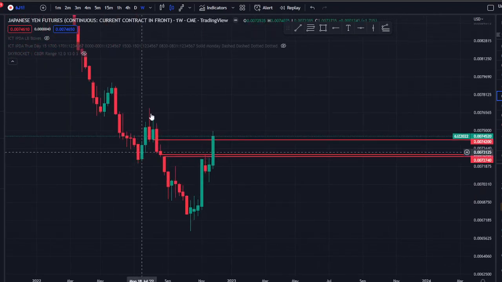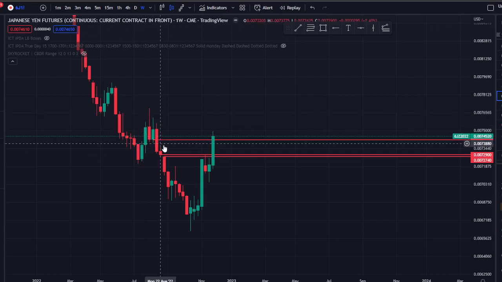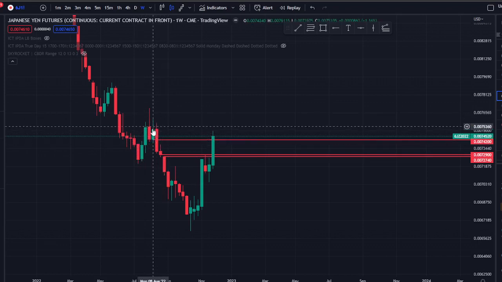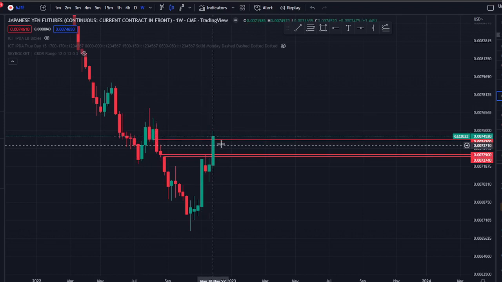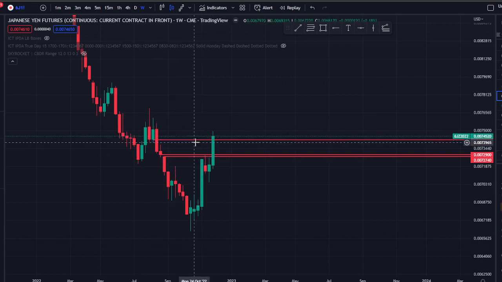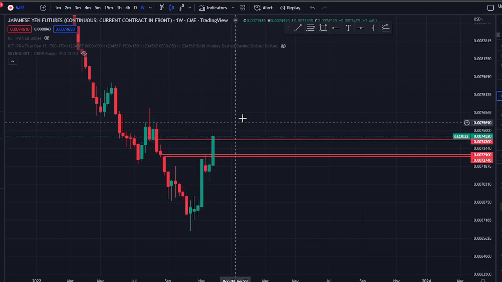If we were to look at the monthly, this is a bearish order block. We had a fair value gap in here, and this order block in here also. Price already traded to it. So now I am expecting lower prices from this asset class.